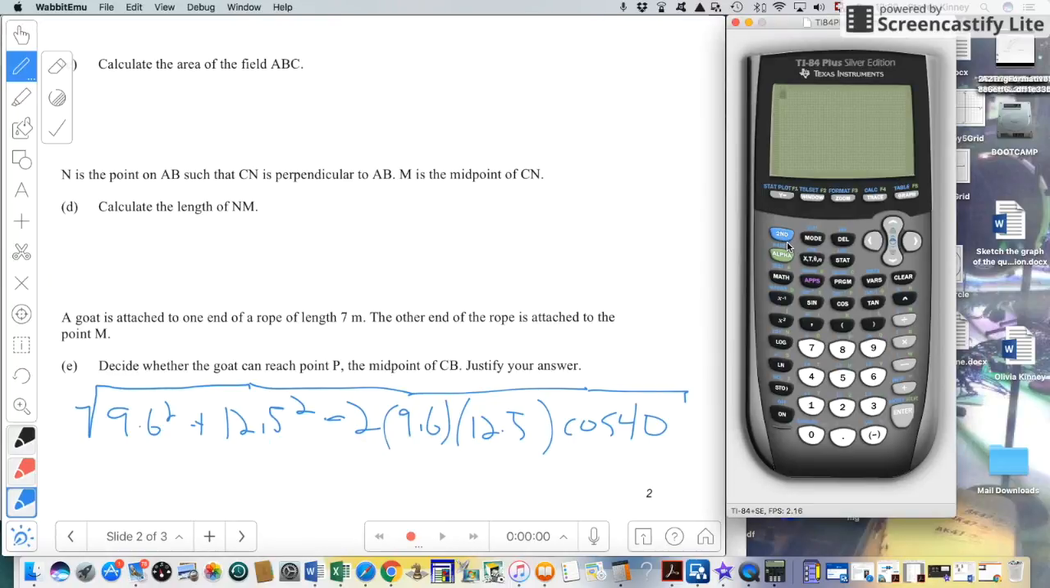Square root 9.6 squared... eight, 8.03. Well, the goat can't get there because that's greater than 7, the length of the tether. So no, the goat's not going to make it.